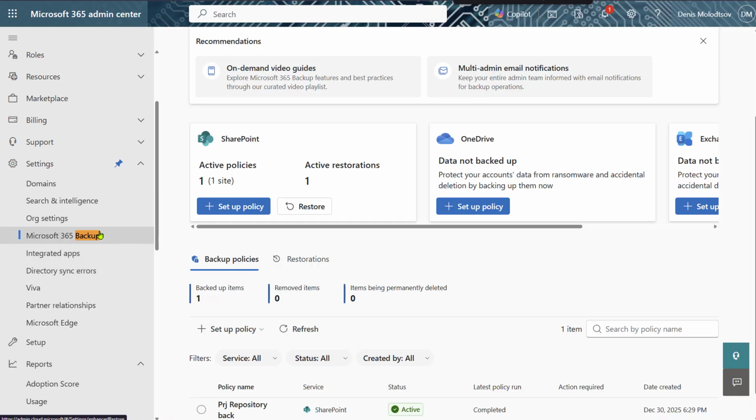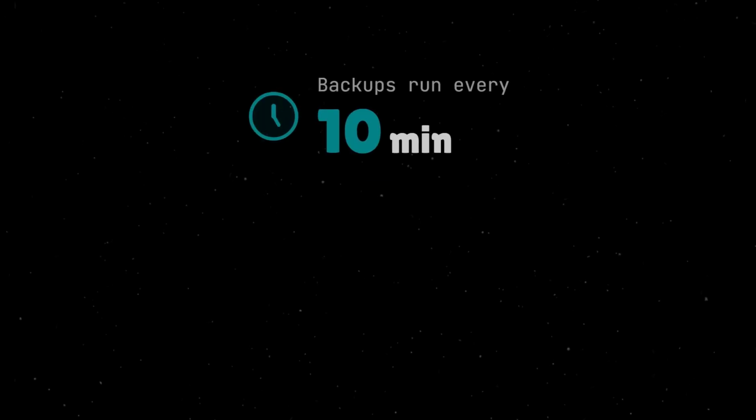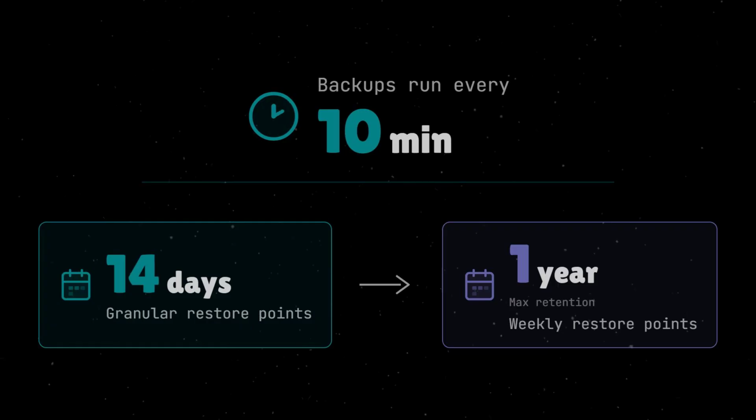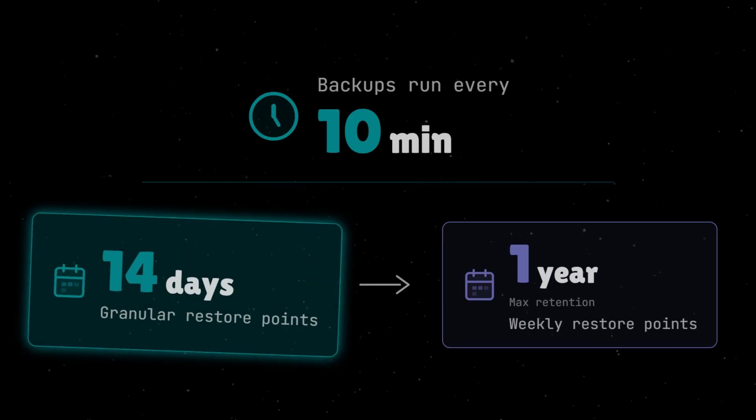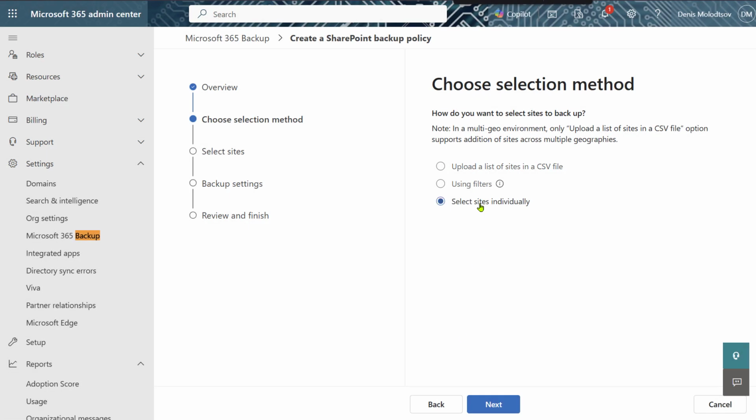On the Microsoft 365 Backup page, click Setup Policy under SharePoint. There are a few key things to know. Backups run every 10 minutes, and you get granular restore points for the first 14 days, but later you only get weekly restore points. Select your sites.